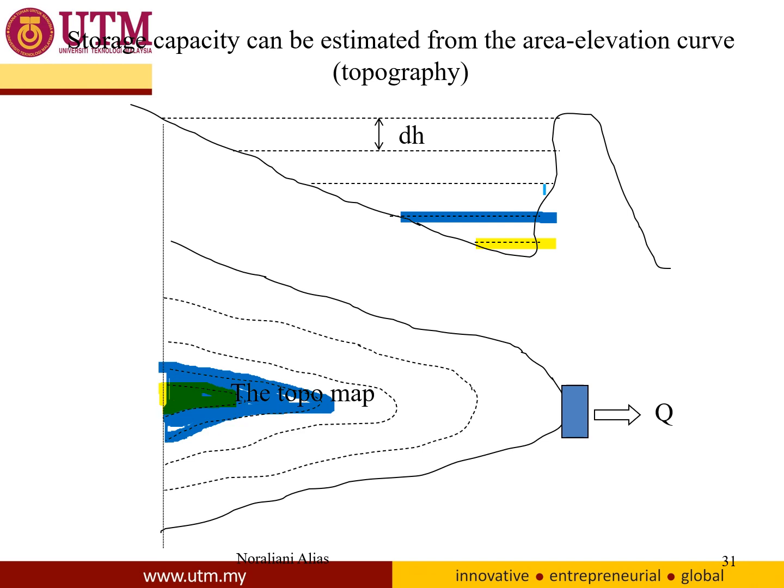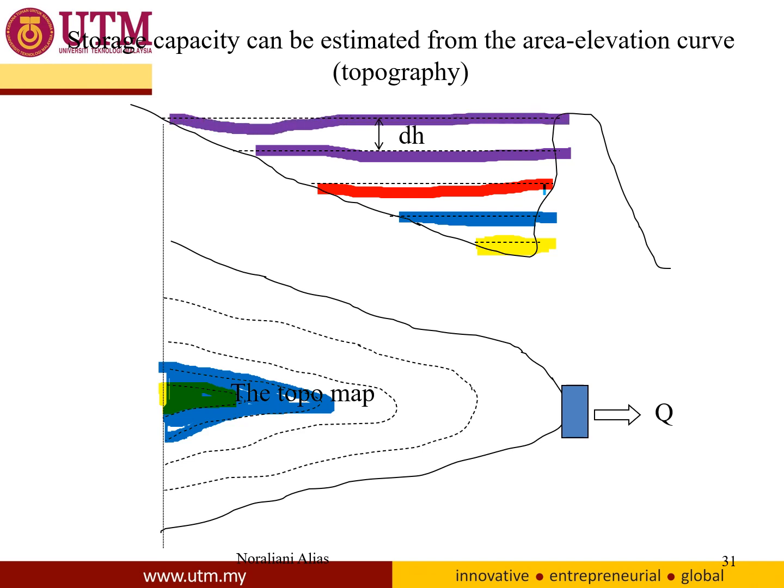So why do we need this information? Because we want to calculate the volume of water. What is the volume at elevation 1? At elevation 2? At elevation 3, elevation 4, and elevation 5? Since we have the area information, we can estimate the volume information. So we can use this for determining the storage and elevation information.